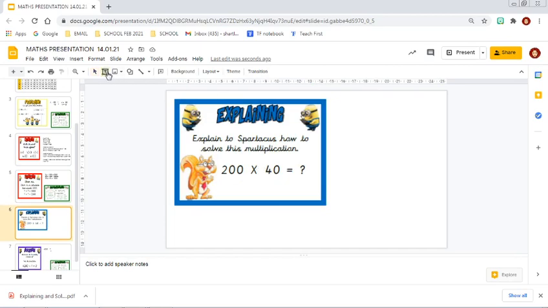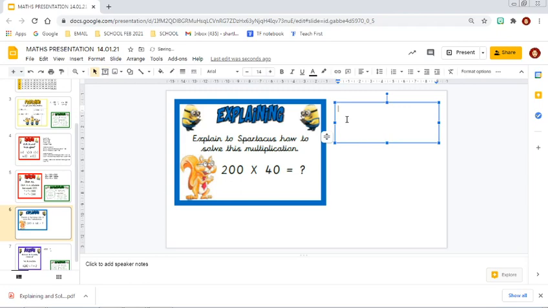Explaining. So Spartacus would like you to explain to him how to solve this multiplication. Now we have 200 multiplied by 40 equals. So what must Spartacus need to do first? You have two options.